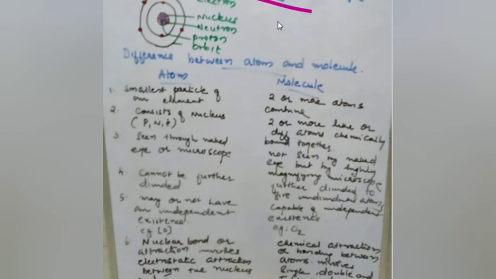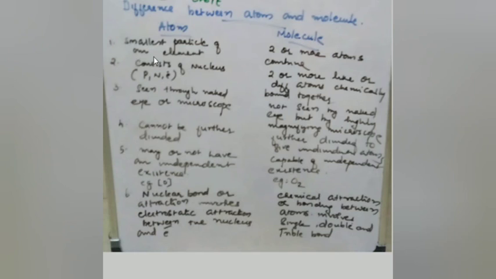Then what is the difference between the atom and the molecule? This is the structure; the electronic configuration we will be studying in later classes. Difference between atoms and molecules: an atom is the smallest particle of an element. A molecule is formed by the combination of two or more atoms. Atoms consist of a nucleus, that is protons, neutrons and electrons. In a molecule, two or more like or different atoms are chemically bonded together. Not only like atoms, but different atoms can be bound by a chemical bond.